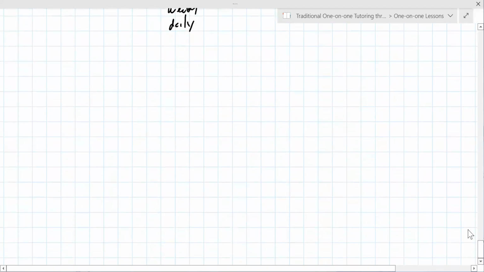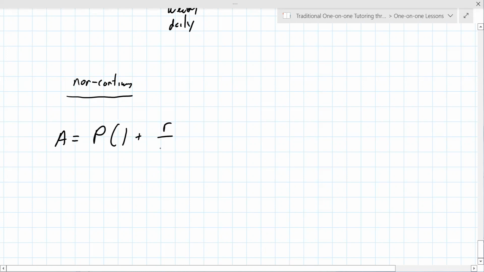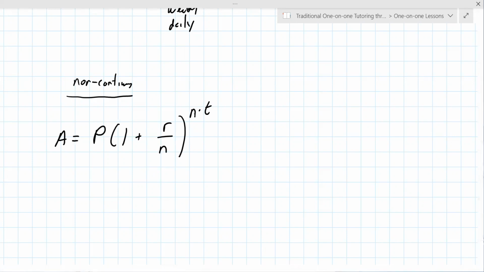So there are 2 different formulas you need. For the non-continuous, this is the kind of thing you would need in your notes. The future value of the investment, which we'll call A, is the starting amount, P, times 1 plus the interest rate divided by the number of compounding periods, to the power of n times t. So n is the number of compounding periods, times t, which is the number of years. Have you seen this in class? Yes. Okay.